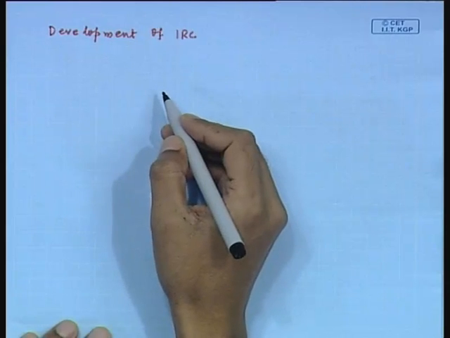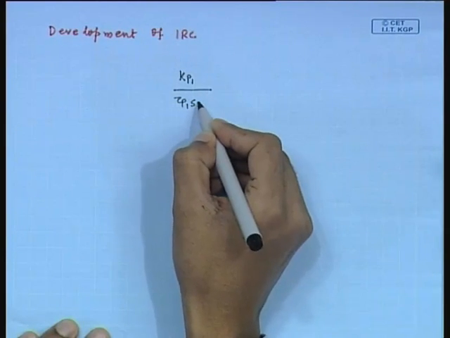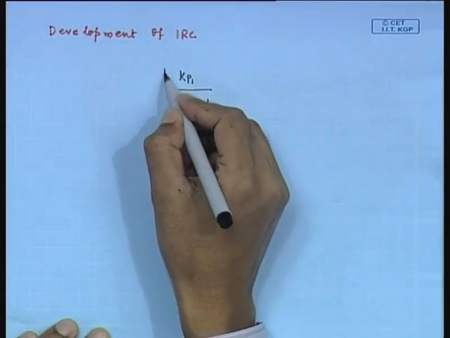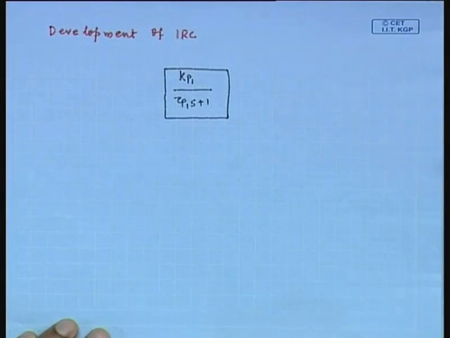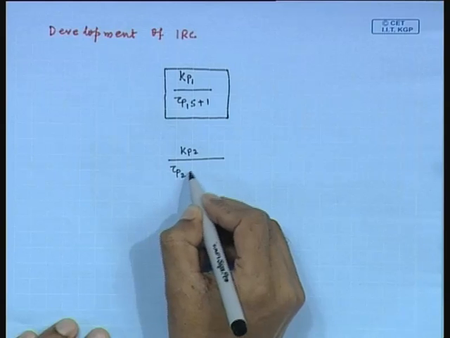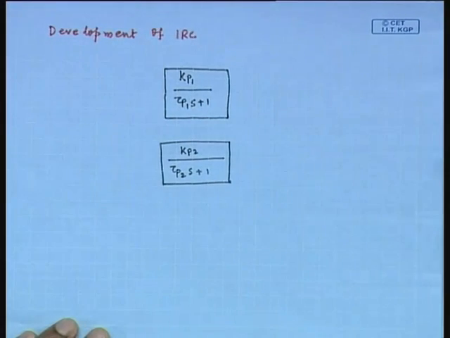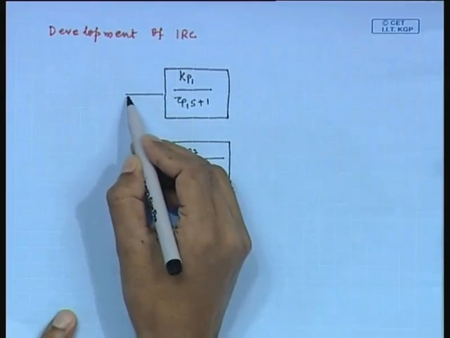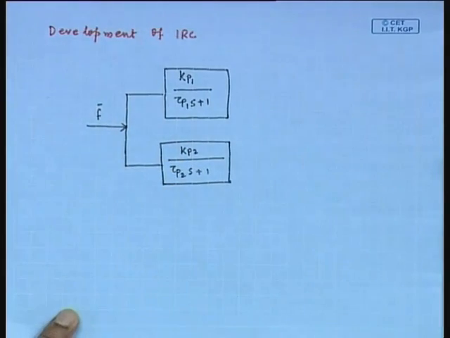Consider two first order processes acting in parallel, and the first order processes are represented by Kp1 divided by tau p1 s plus 1 and another process has the transfer function of Kp2 divided by tau p2 s plus 1. Input to these first order processes is f. This is the input.